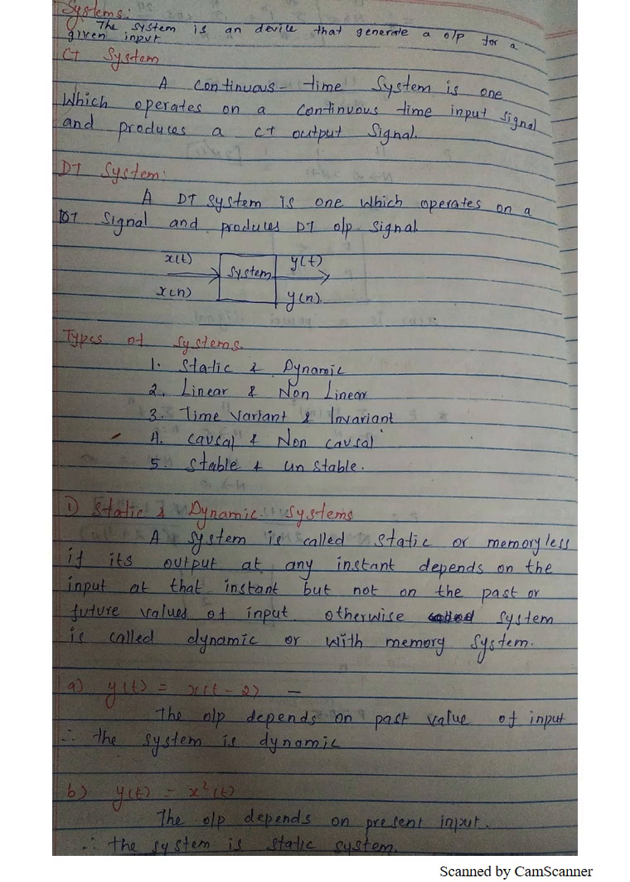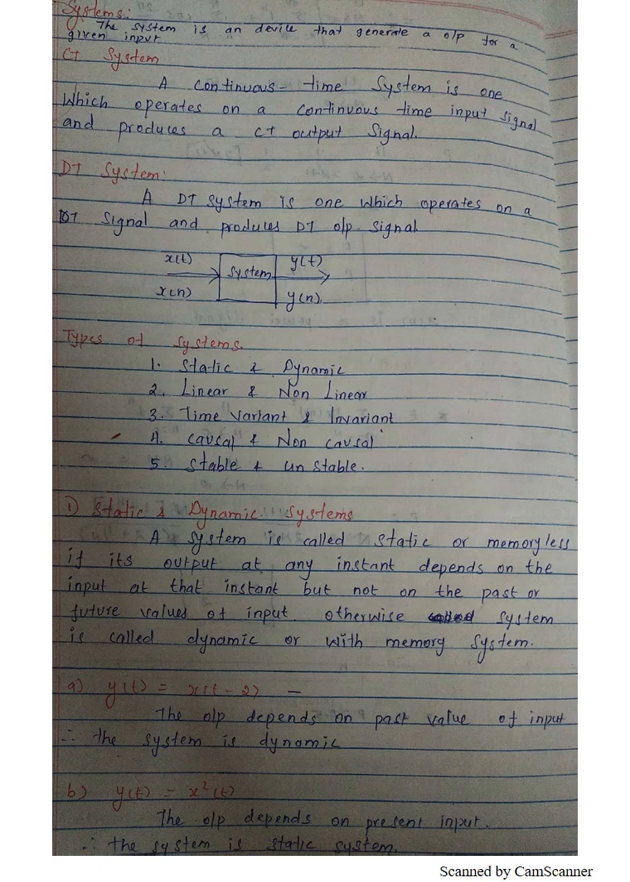I'll give some examples of systems. y(t) = x(t - 2). Here, the output depends on past values of the input. This is x of t minus 2, so the output depends on the past values of the input. The system is called dynamic.